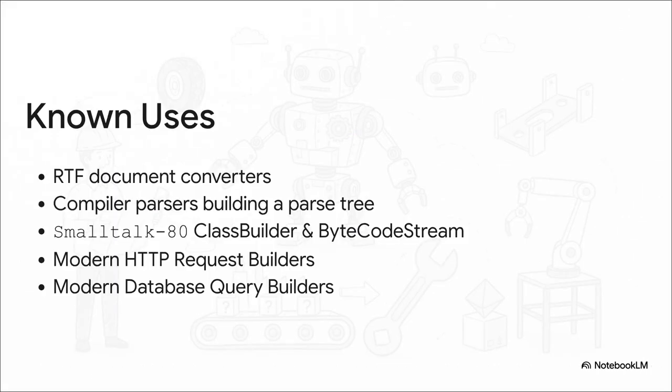Here's the cool part. You've probably been using this pattern for years without even realizing it. The book talks about classic examples like document converters, but today, it's everywhere. Building HTTP requests in an API client. That's a builder. Constructing a complex database query. That's a builder. Even something as common as Java's string builder uses this exact idea of building a complex thing, in this case a string, step by step.